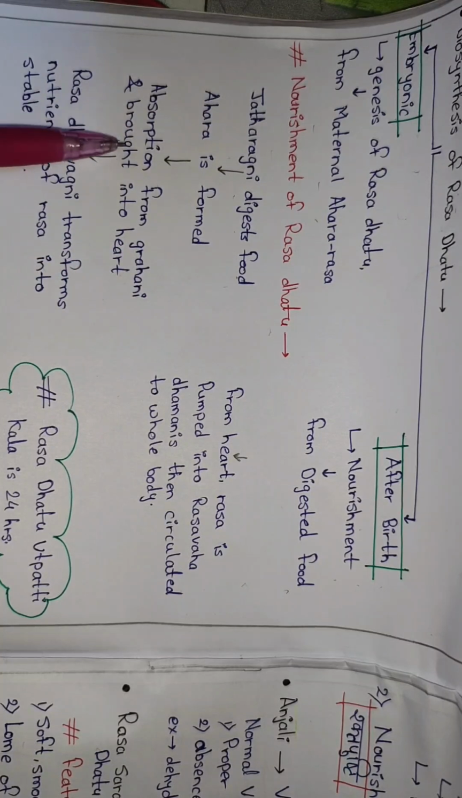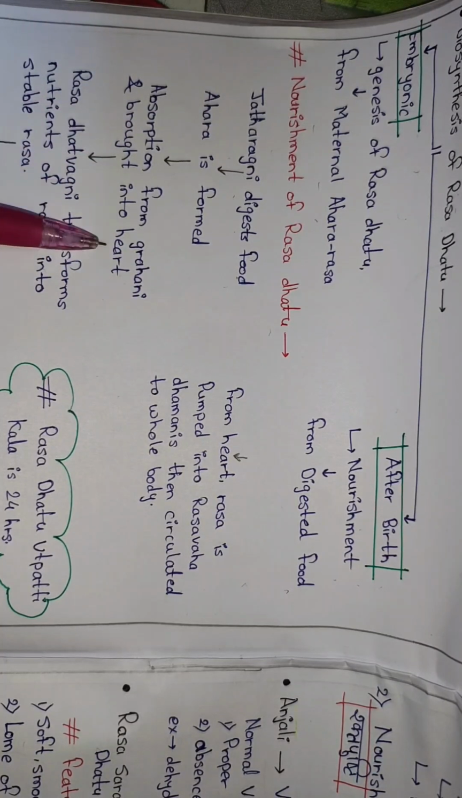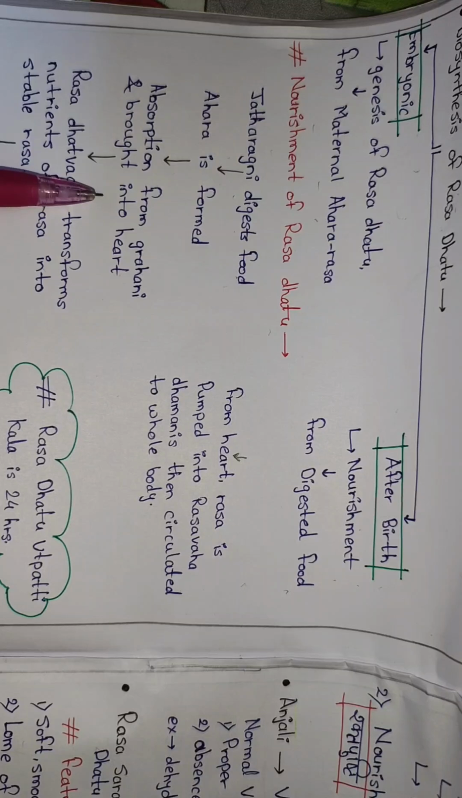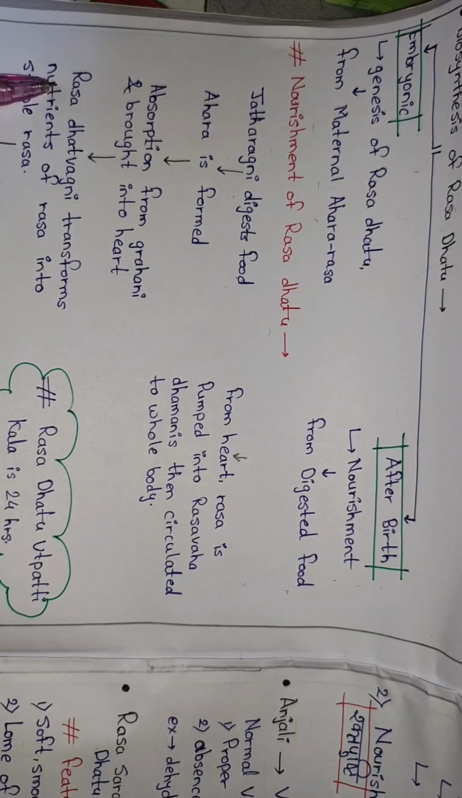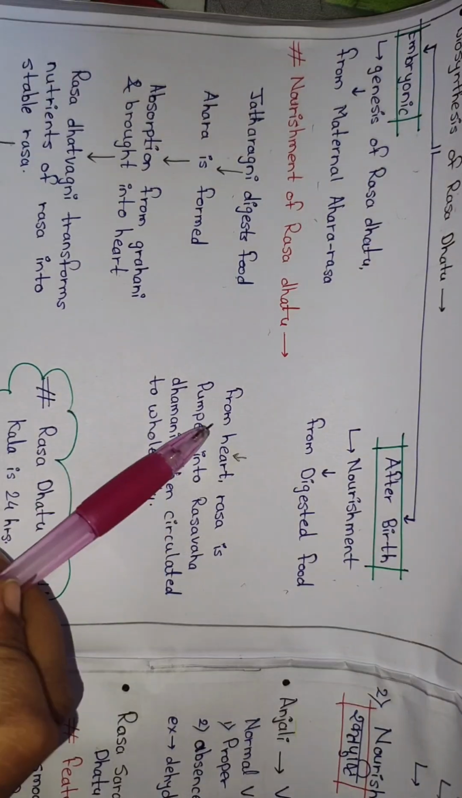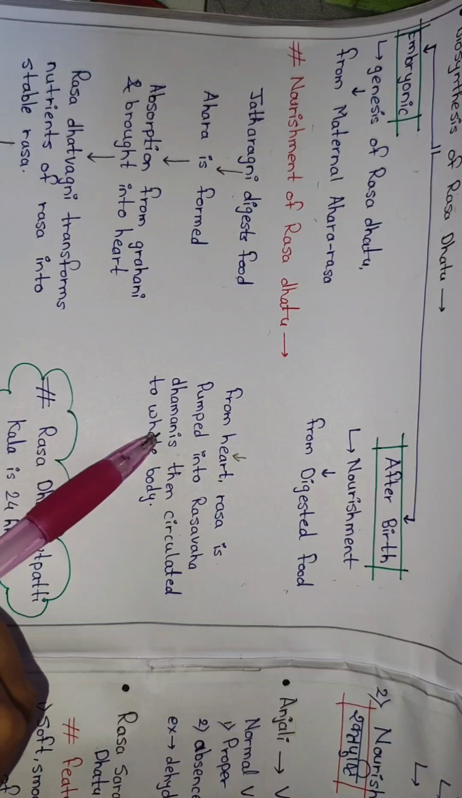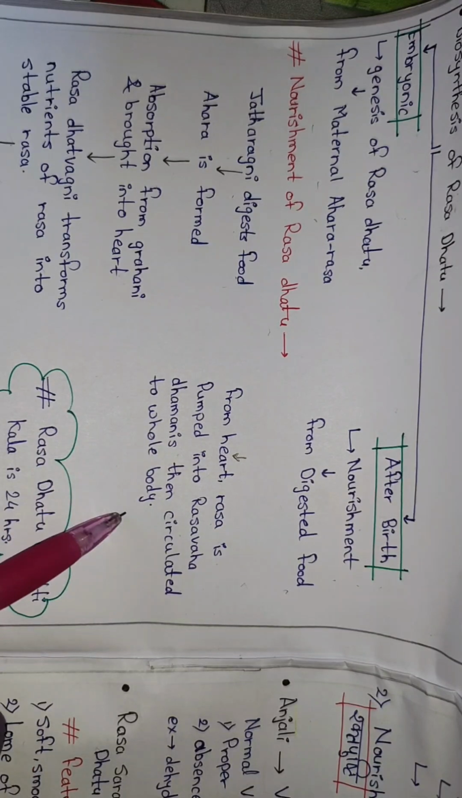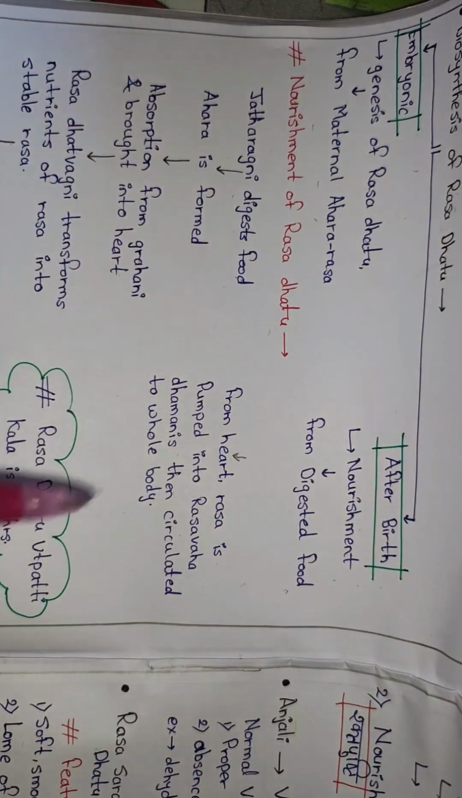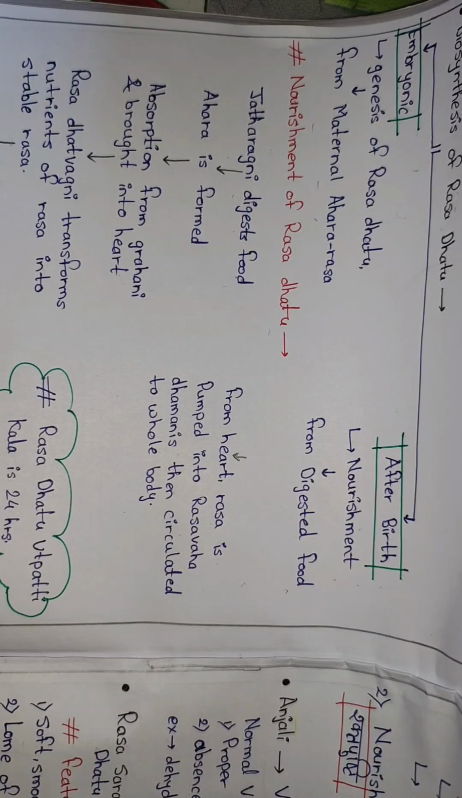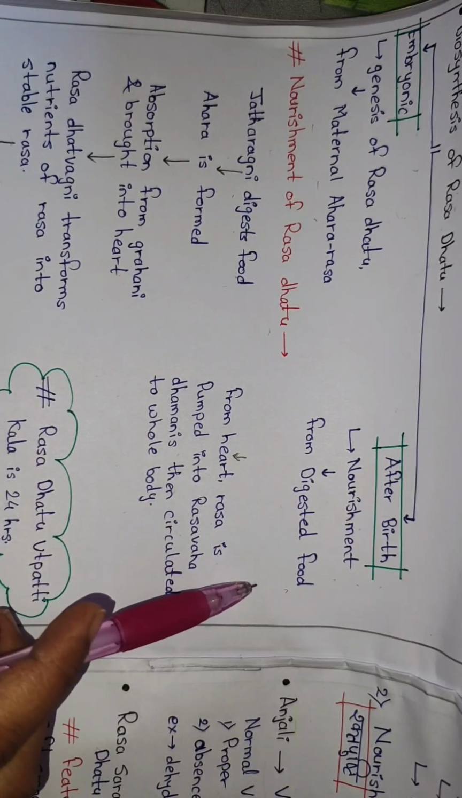And from here, the ahar ras is absorbed and it is brought into the heart, as heart is the root of the rasavaha srotas. In heart, rasa dhatu agni is present and it transforms nutrients of rasa dhatu into stable rasa. From here, means from heart, rasa is pumped into rasavaha dhamnis, then circulated to whole body. In this way, the rasa dhatu gets its nourishment from the digested food.